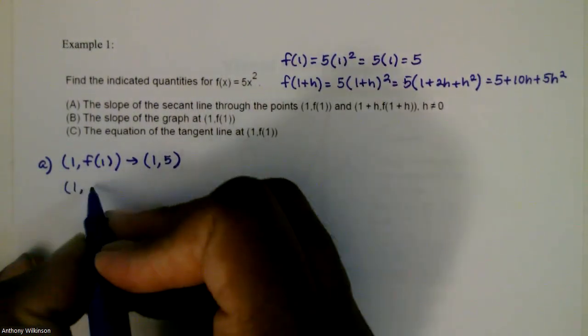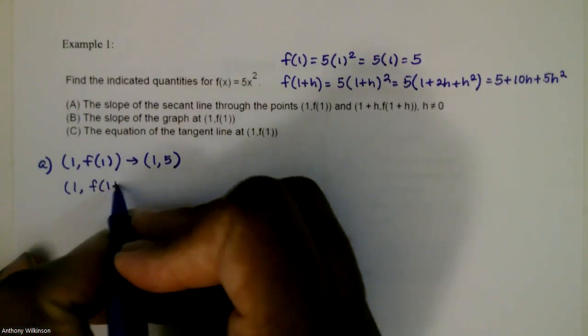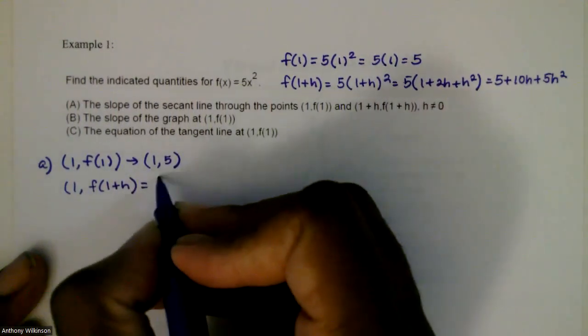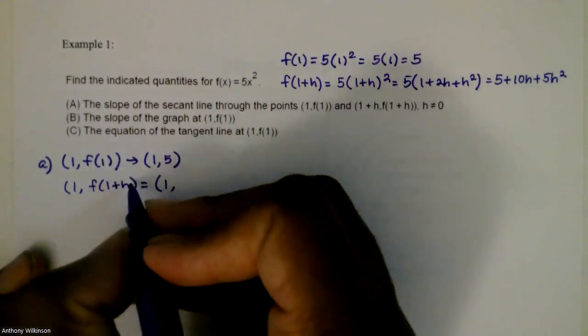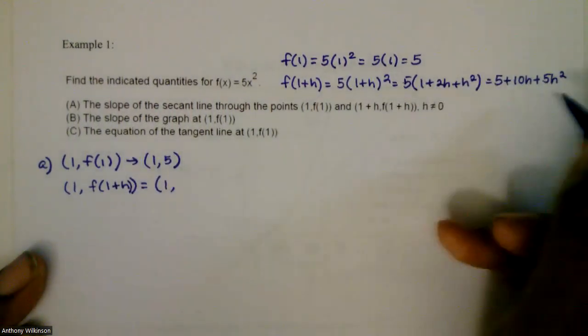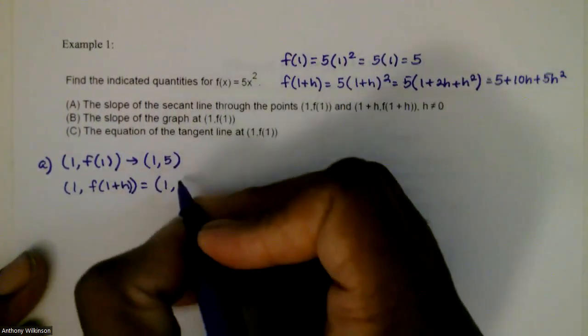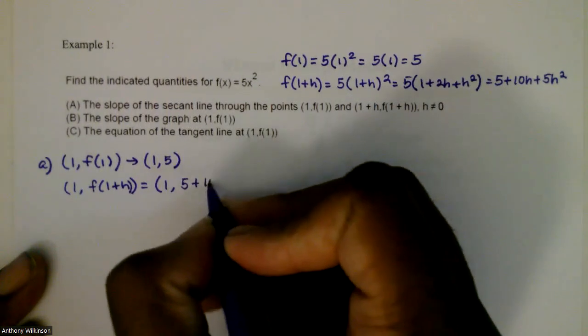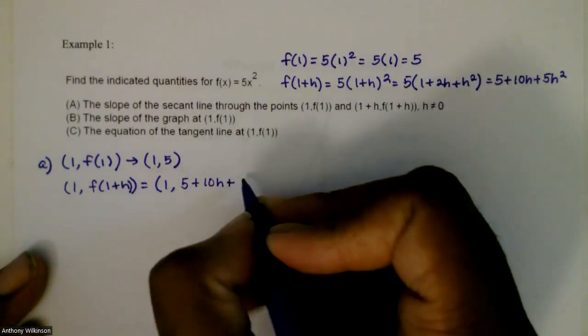So for 1 comma f of 1 plus h, that will be 1 comma, and then that expression 5 plus 10h plus 5h squared.